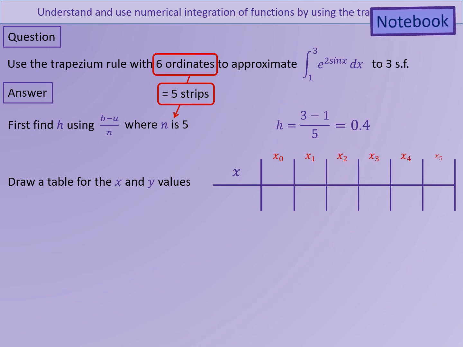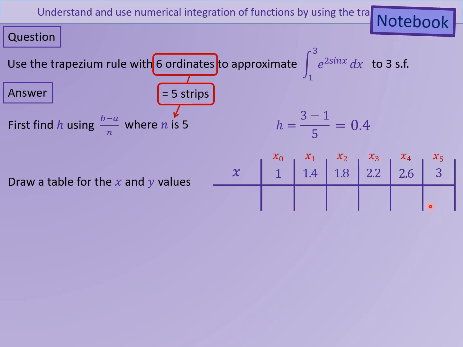So the x ordinates, x0, x1, x2 and so on, are going to start at 1 and go up in steps of 0.4. It's going to end when we get to 3. So 1.4, 1.8, 2.2, 2.6, 3. This does fit in with what we were told. We were told there were six values, 6 ordinates, and we do indeed have 6 x's there.